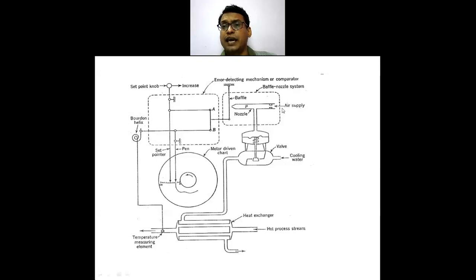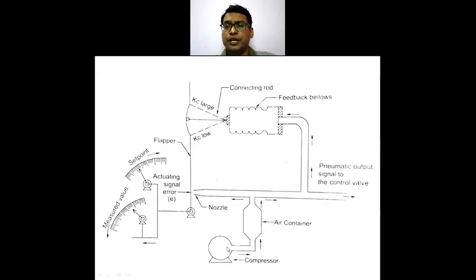Now this is the air supply. We'll see another figure for this assembly itself. It is one and the same thing. Here is the air compressor, and an air container which will provide you the steady flow, and this is your baffle and nozzle arrangement, or a flapper and nozzle arrangement. This is the measured value, and this is the set point.